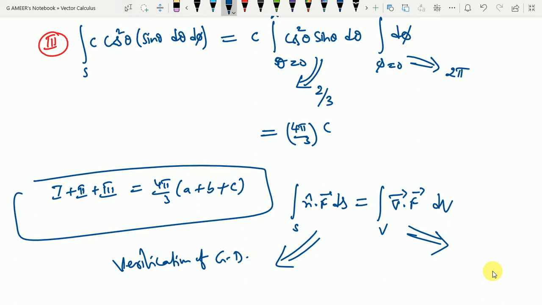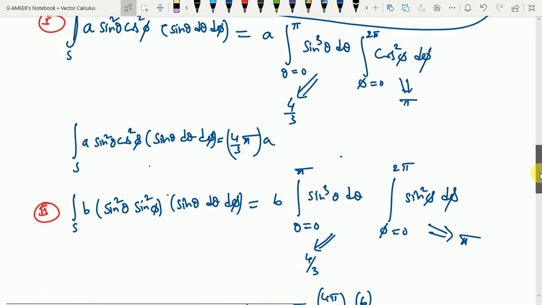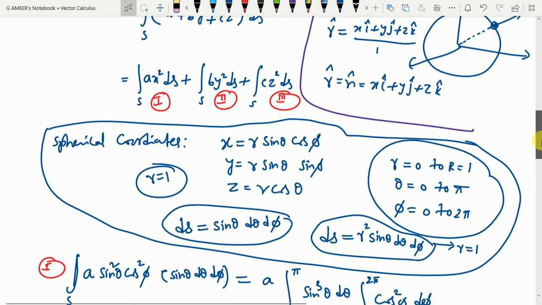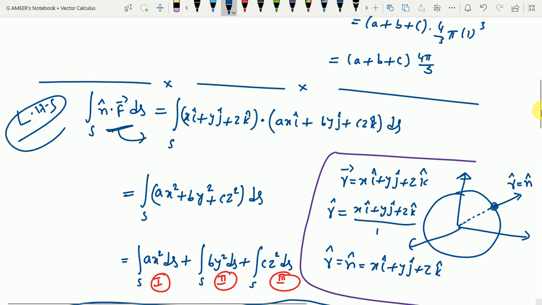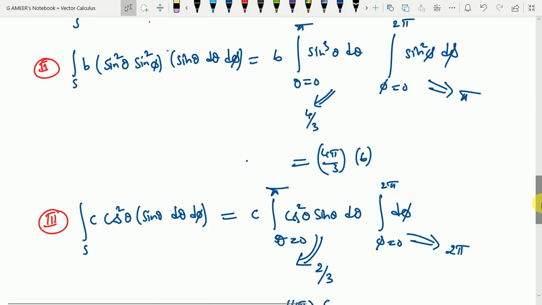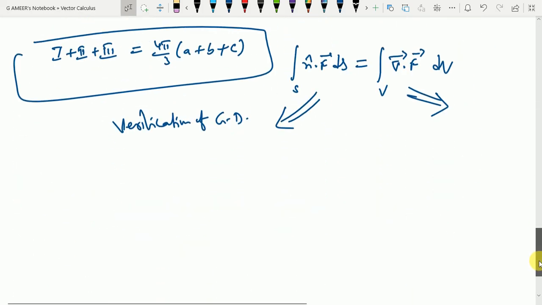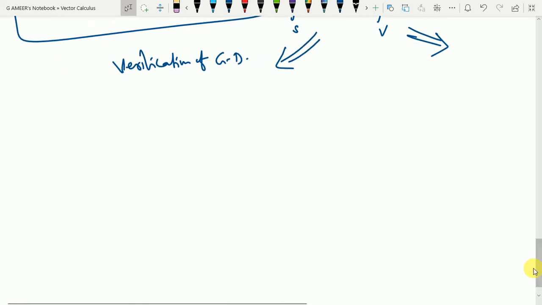Okay, so fine. When you perform the surface integration, we face a lot of problems because we have converted into spherical coordinates. When I started the LHS part, the surface integration, I converted into spherical coordinates. The spherical coordinates are very familiar.